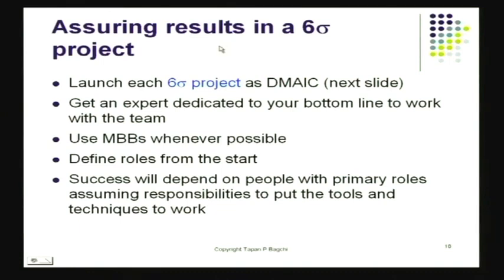Assuring results. What are the things you require to be able to assure results in Six Sigma? First of all, you must launch the Six Sigma project as a DMAIC project, and this is something I'm going to explain in a minute. You should have an expert who is dedicated to help you, and he's the one who should have focus on your bottom line. That means the gains of the project.